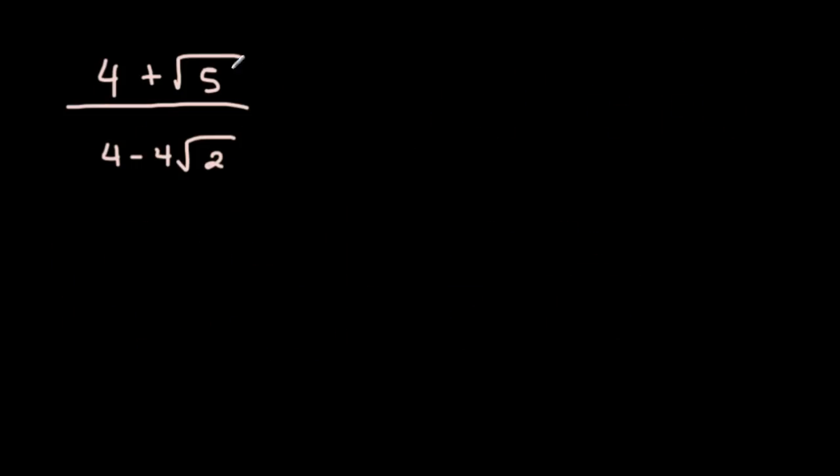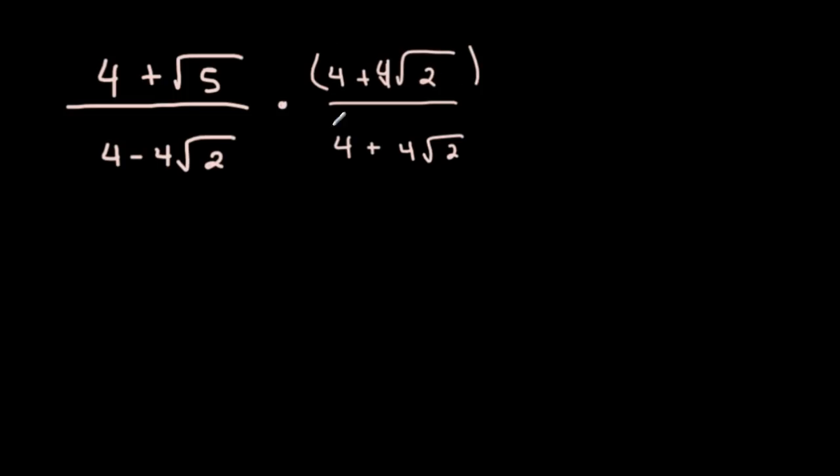So here we have 4 plus radical 5 over 4 minus 4 radical 2. So here, now my difference here is I have a binomial over a binomial. So this one's going to be just a little bit longer. So still multiplying by my conjugate, 4 plus 4 radical 2 and 4 plus 4 radical 2. Okay, so in this one I'm going to have to FOIL all the way through.